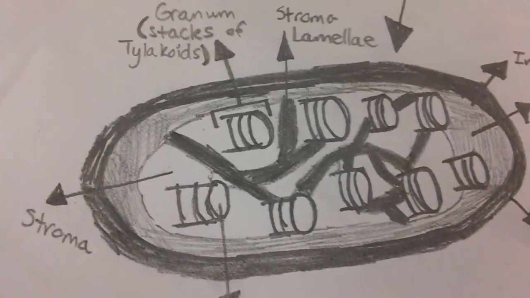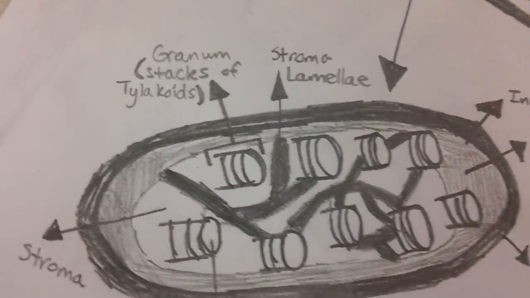But right now we're going to look at granums and thylakoids, and granums are just stacks of thylakoids. So this is especially what we're looking at, these little disc thingies that kind of look like stacks of pancakes.